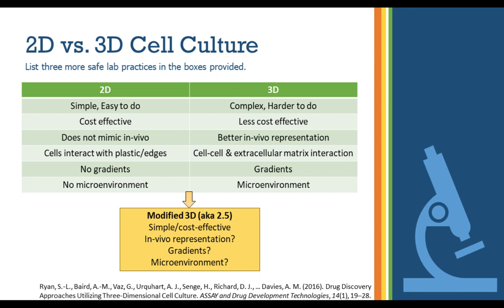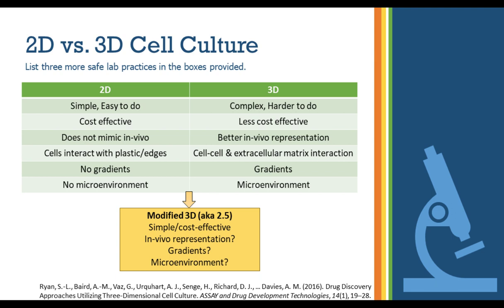So the choroid plexus has a lot of different cell types going on, and we were really just more interested in the barrier properties in that single layer of epithelial cells. We kind of wanted to do a modified 3D. I'm calling it 2.5, because we wanted something simple and cost-effective, but we wanted to be able to represent the in vivo barrier properties, the movement and the gradients across this choroid plexus epithelial cell barrier.